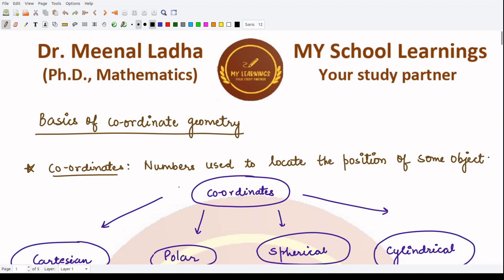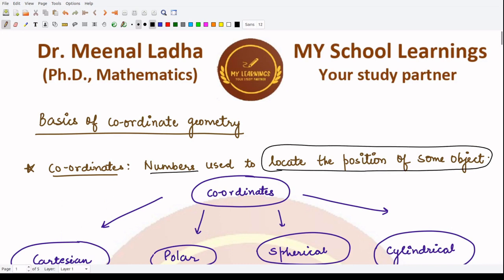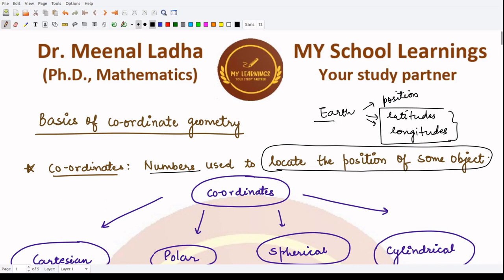Coordinates, first of all, you should know what is a coordinate. Whenever we want to define the location or the position of some object, we use numbers, and we call those numbers coordinates, right? For Earth, do you know? To specify the position of some country or some person standing somewhere, we require coordinates, and these are latitudes and longitudes, if you have studied them already, correct? So these are basically the coordinates of some position on the earth, right?